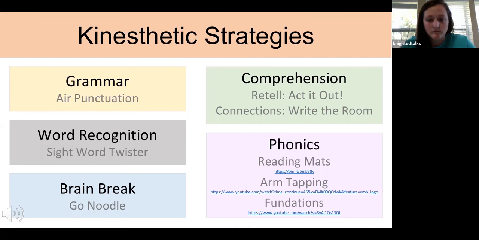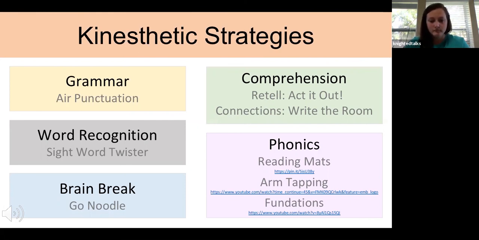If you're thinking of a brain break or an opportunity for that student to get up, move around, sing or dance, or even just listen and watch, check out GoNoodle. GoNoodle.com is free. It has fantastic videos that are kid-friendly and many are educational.